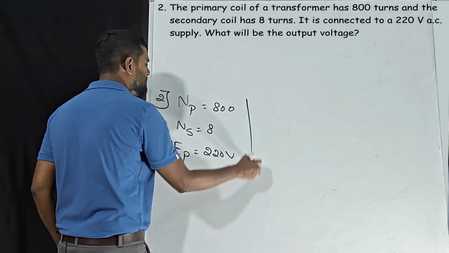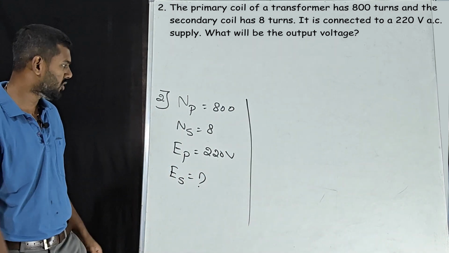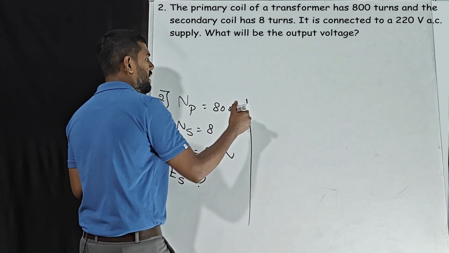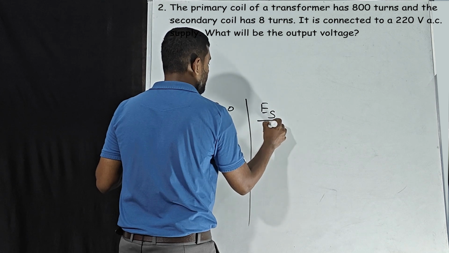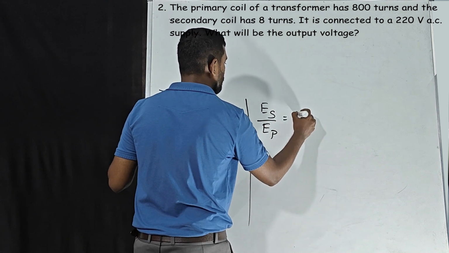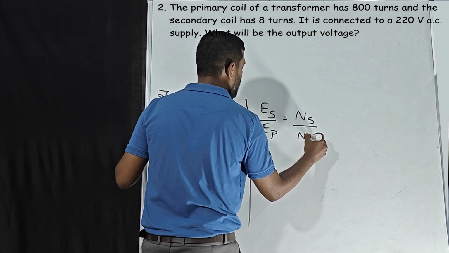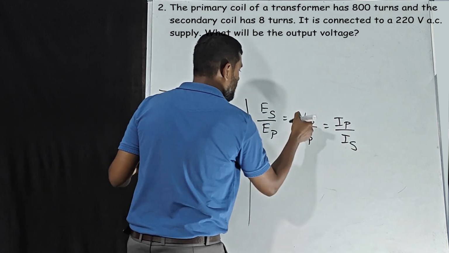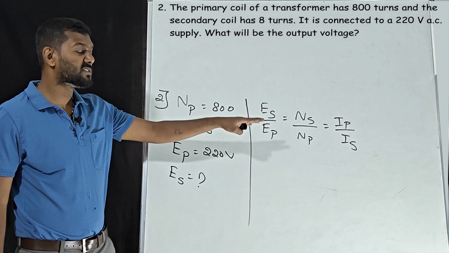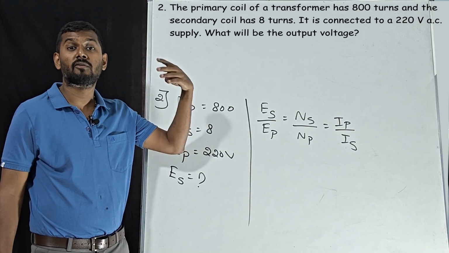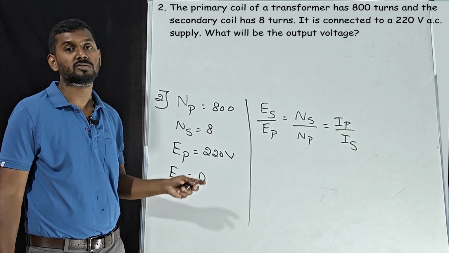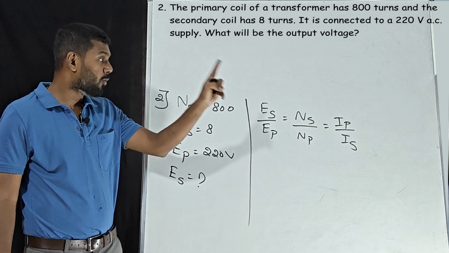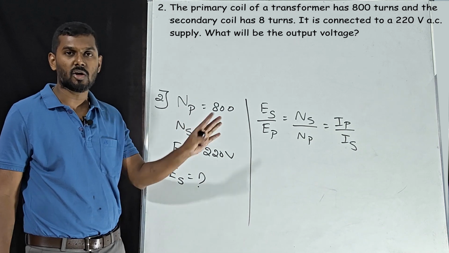So this is based on the turns ratio, correct? Now what is the turns ratio? ES by EP is equal to NS by NP is equal to IP by IS. See, there is some change here, correct? This is nothing but the turns ratio. This is what we have completed and understood in the concept video. That is why I always suggest watching the concept video first, then you will understand all these things.